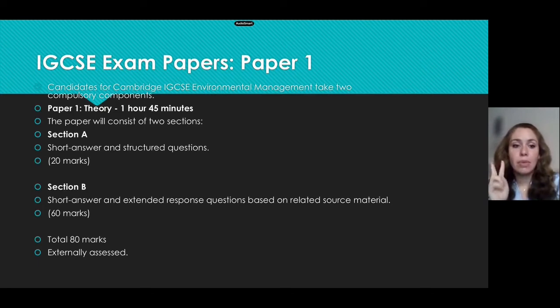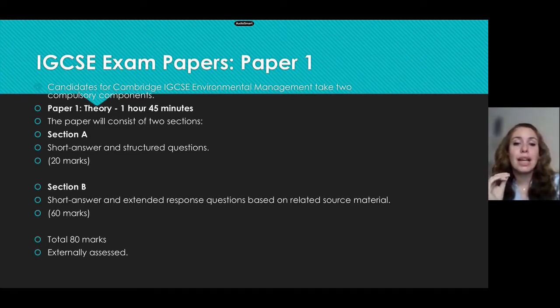Basically, this paper is divided into 2 sections. Section A is basically very short answer and structured questions. They're straightforward questions. They're very theoretical. This is why this is a theory paper. So this one is 20 marks.